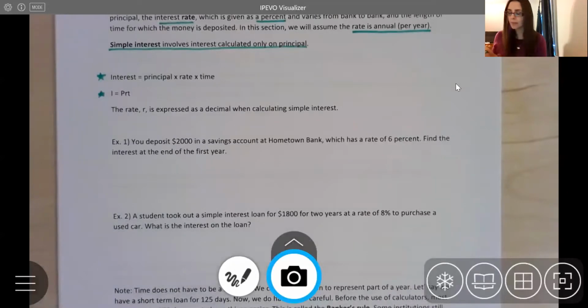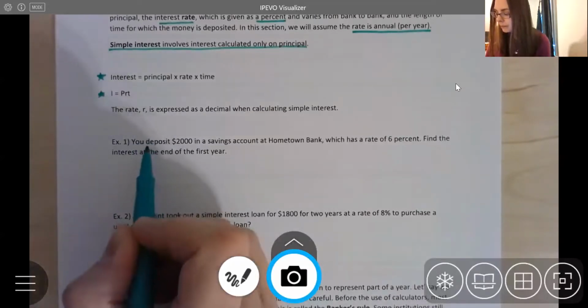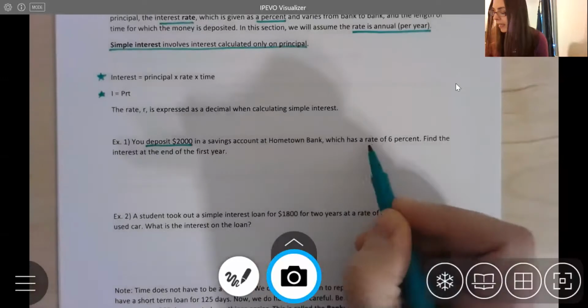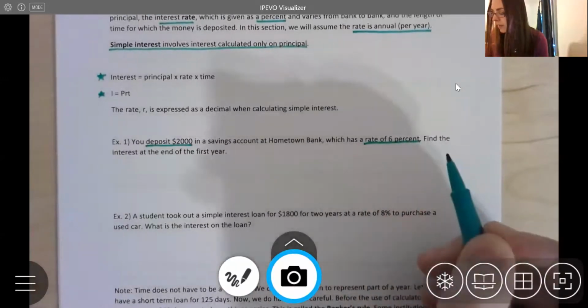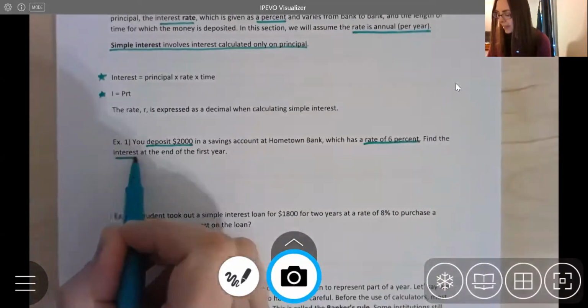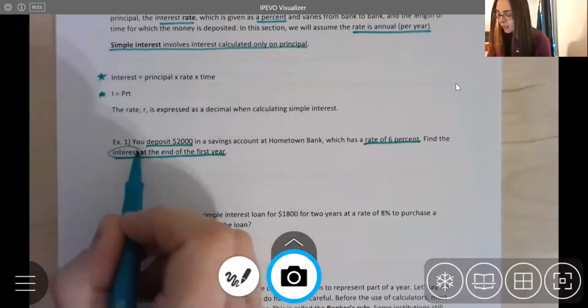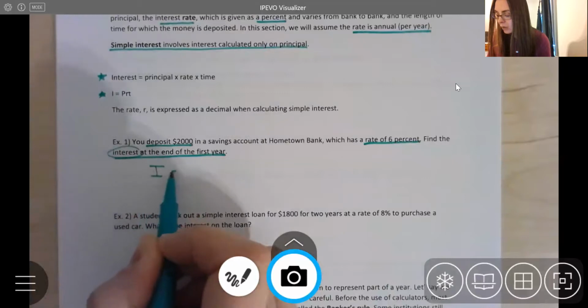So let's do a few examples. You deposit $2,000 in a savings account at Hometown Bank. It has a rate of 6%, and we're going to find the interest at the end of the first year. So we're looking for the interest here, and we're using that formula I equals PRT.